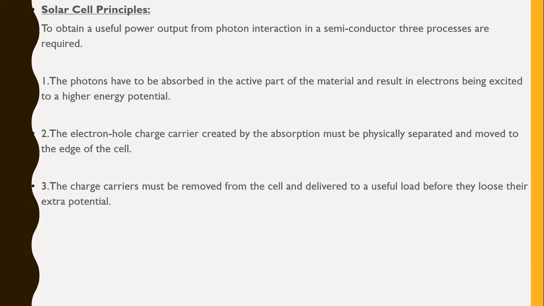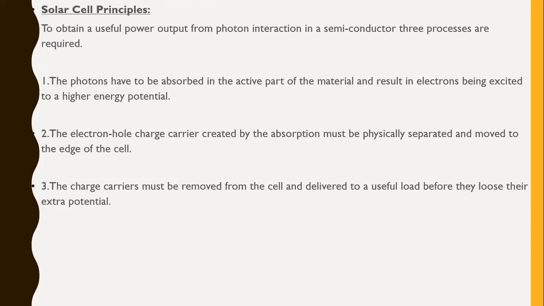To obtain a useful power output from the photon interaction in a semiconductor, we require three processes. First process is the photons have to be absorbed in the active part. What is the active part in the material? These photons should be absorbed by this active part. And this results in electrons being excited to higher energy potential levels.